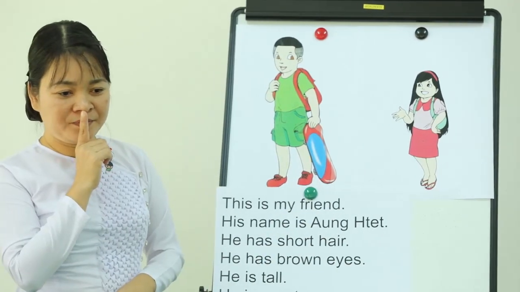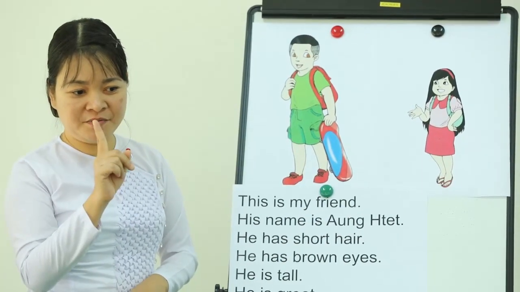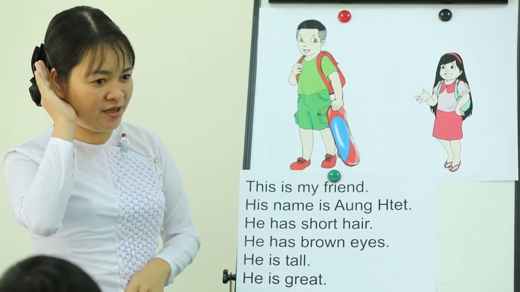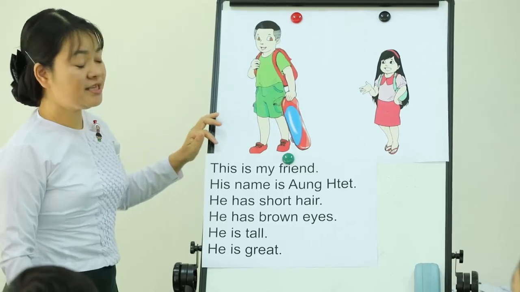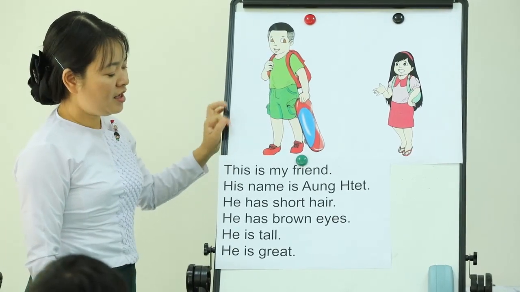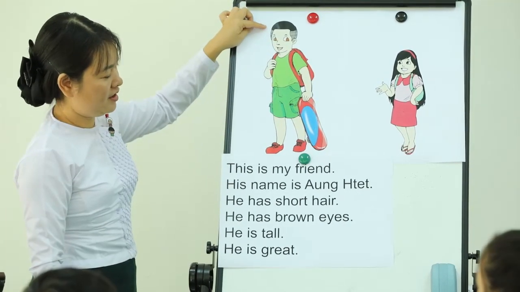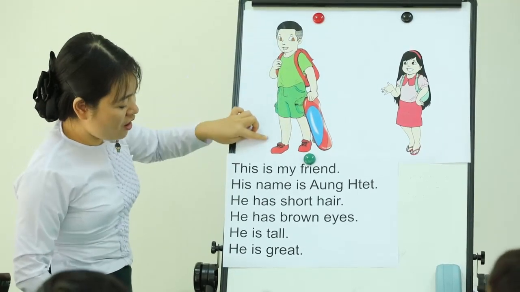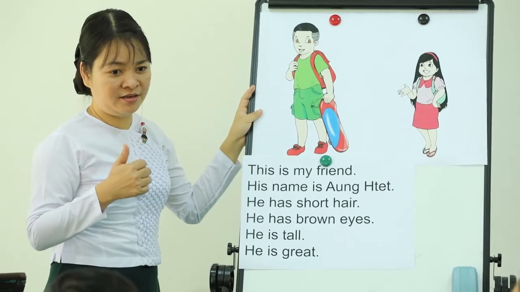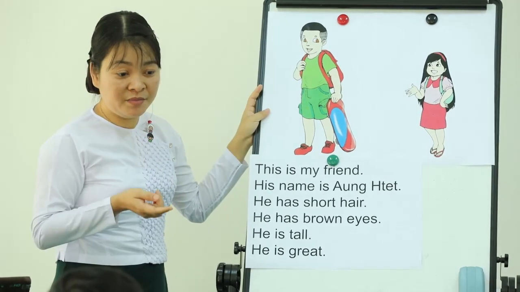Listen carefully. Don't repeat after me. Just listen carefully, right? Yes. Okay. This is my friend. His name is Ted. He has short hair. He has brown eyes. He is tall. He's great. Now repeat after me.